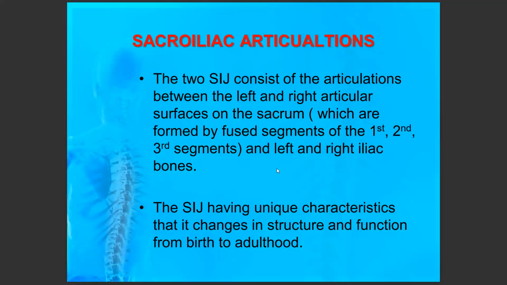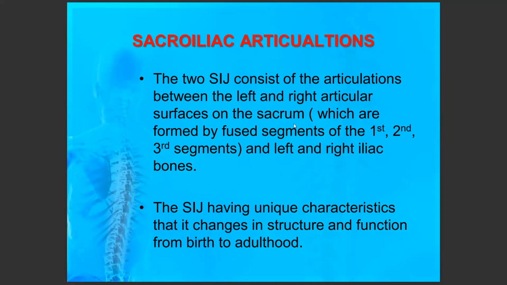The sacroiliac articulation. There are two sacroiliac articulations, on both the right and left sides. The articulation between the sacrum and the ilium. The two sacroiliac joints consist of the articulation between the left and right articular surfaces of the sacrum.